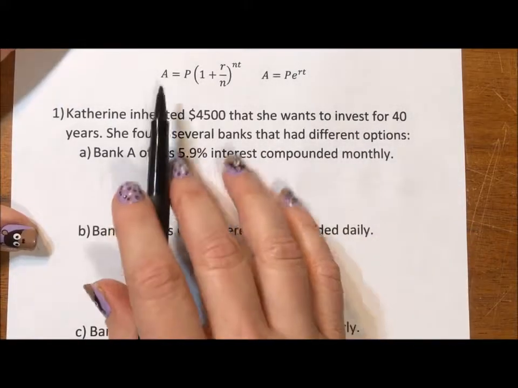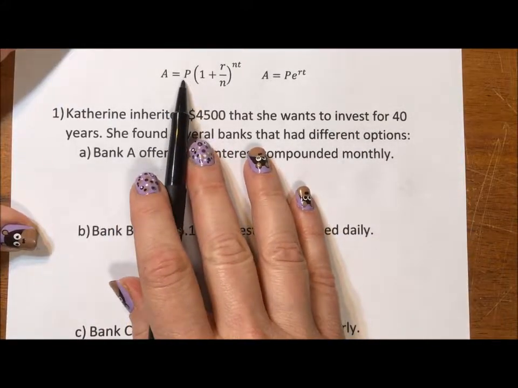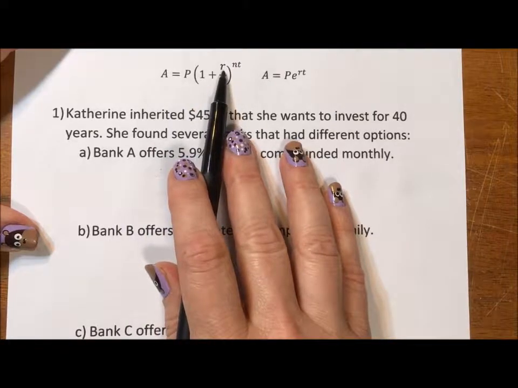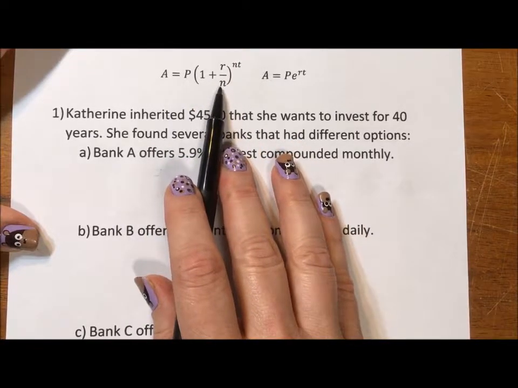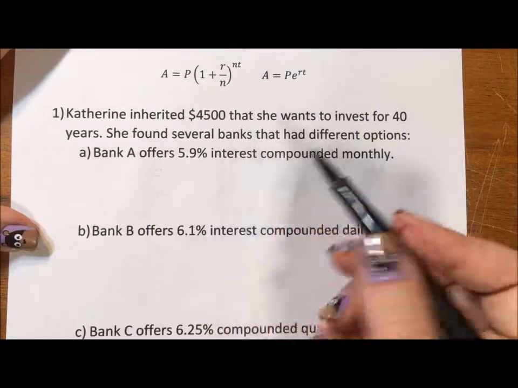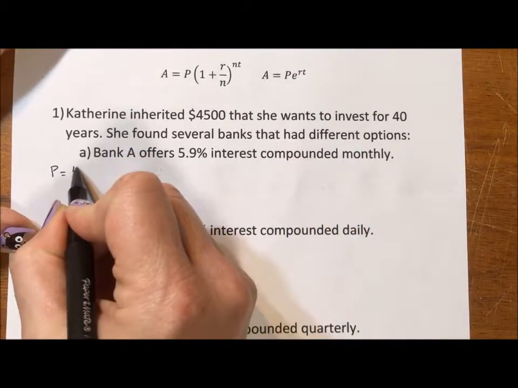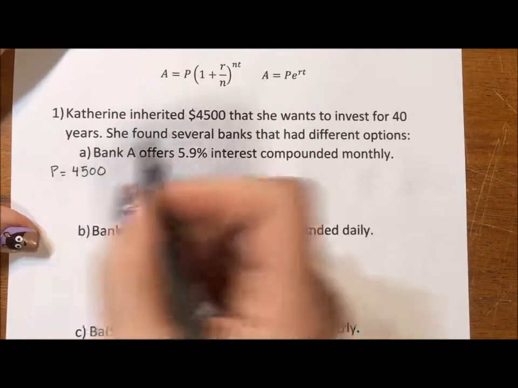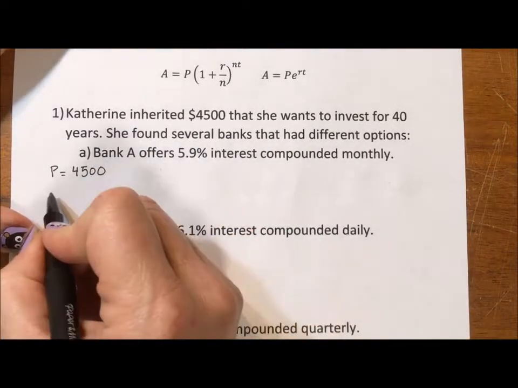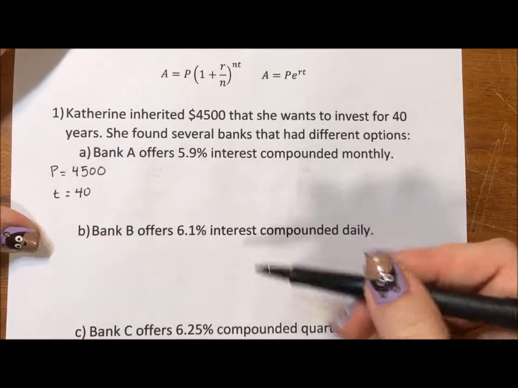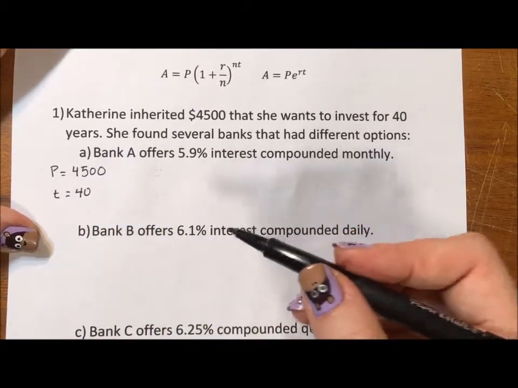So for our finance formula, P stands for the initial amount invested, R is the rate per year, N is the number of times it compounds a year, and T is the number of years. For all of our examples here, the principal is going to be this $4,500. For all of our problems, the time is going to be 40 years, and then each bank is going to offer a little bit different options.